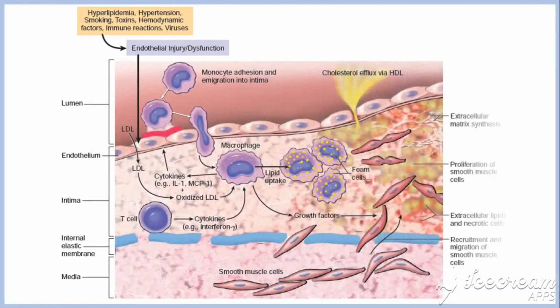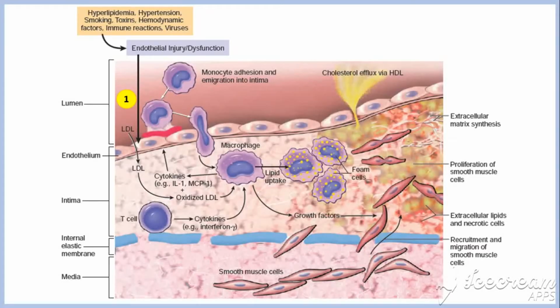This image is from the Robbins textbook of pathology. It shows the sequence of atherosclerosis progression. First, there should be endothelial injury due to some kind of abnormality, such as hyperlipidemia, hypertension, toxins from cigarette smoke, hemodynamic factors, immune reactions, and viruses. This is denoted by number 1 in this picture.